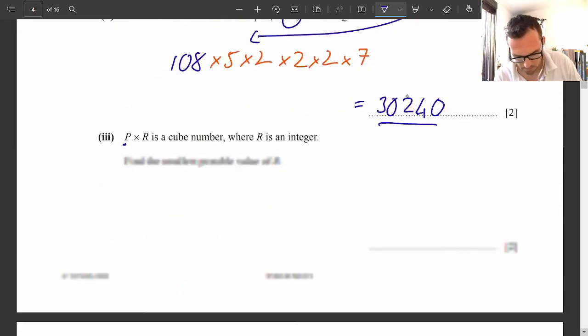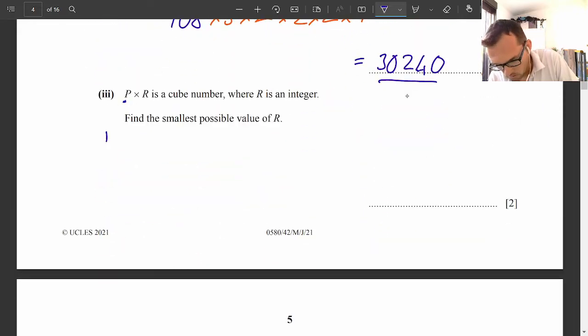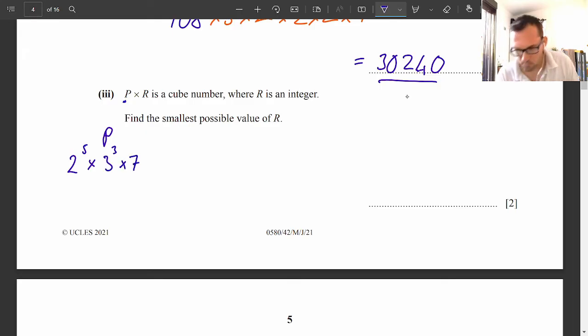So P was 2 to the power of 5 times 3 cubed times 7. Okay, P needs to be multiplied by something, R, that gives us the answer, which is a cube number.